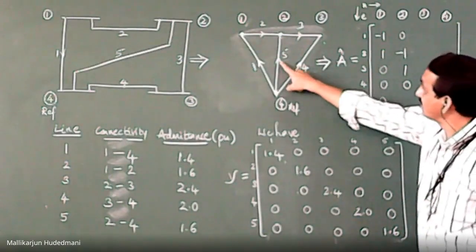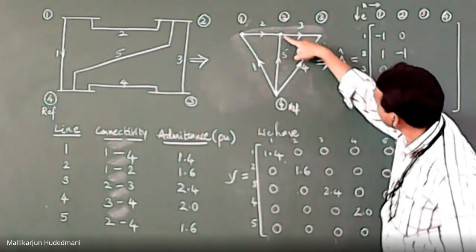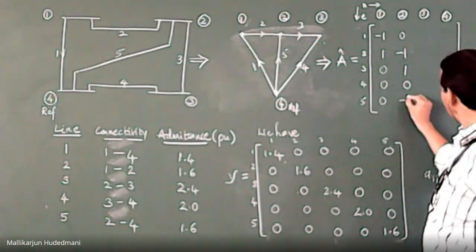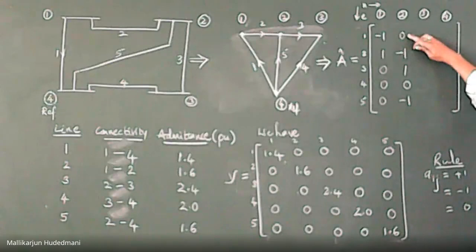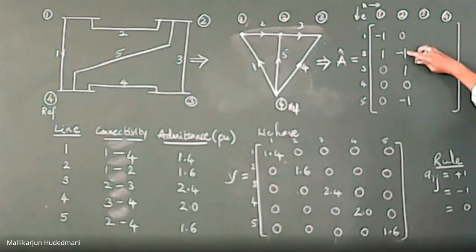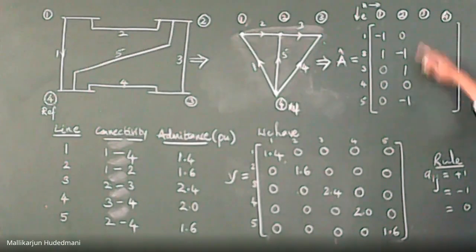How about element number 5? Connected and oriented towards that means incoming, so it must be minus. That is the rule I have to follow, the a_ij rule. So when it is not incident, incident and towards, or incident and away, I can tell it simply by looking at the element value.